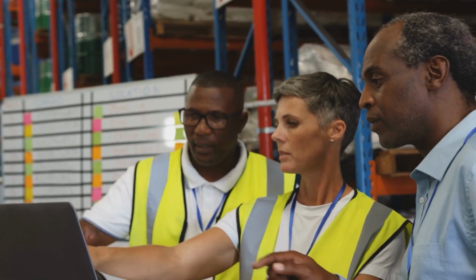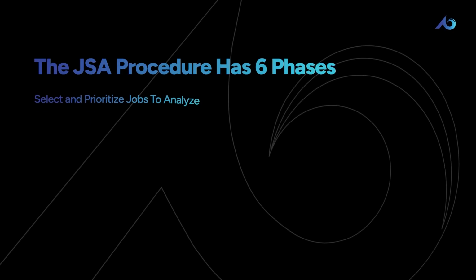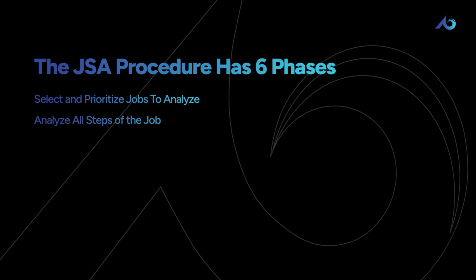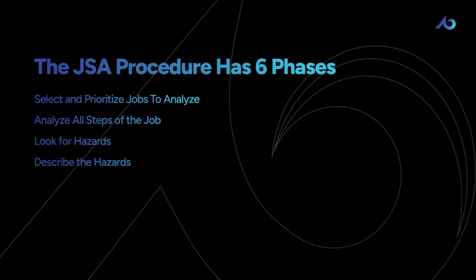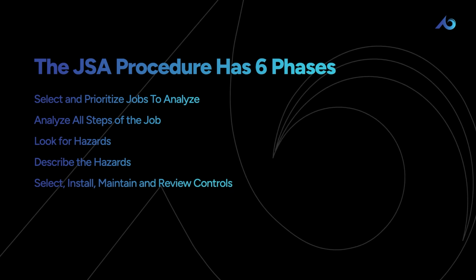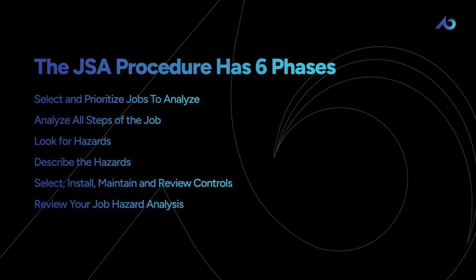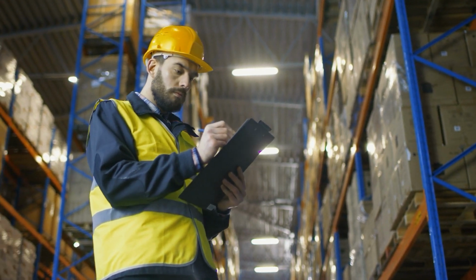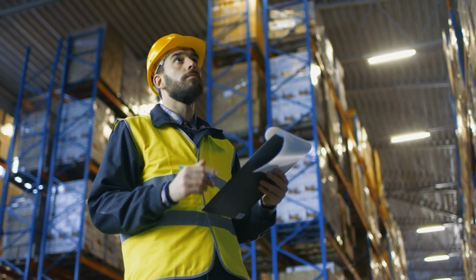Taking an inside view of a JSA, it has 6 phases. First, you select and prioritize jobs to analyze. Then you analyze all steps of the job, you look for hazards, you describe those hazards, you select, install, maintain, and review controls, and you continue to review your job hazard analysis as you gain more employee feedback and as time goes on. All right, grab your clipboard. As a JSA coach, you'll need it to get started on the first phase of your game plan, which we're going to cover next.